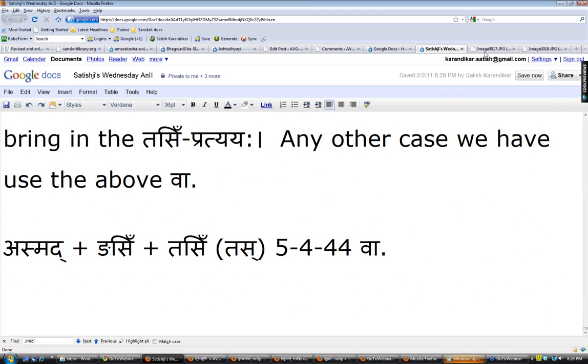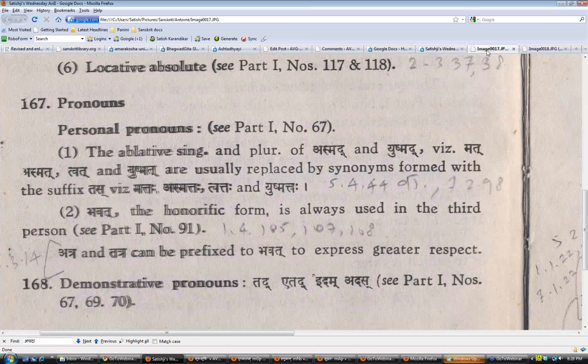Again, in the book, he has not given all these details. All he has said is that Pratyaya Tas is used to give these forms. That's all he has given. He has not given anything more. But let me just give you some background on that.